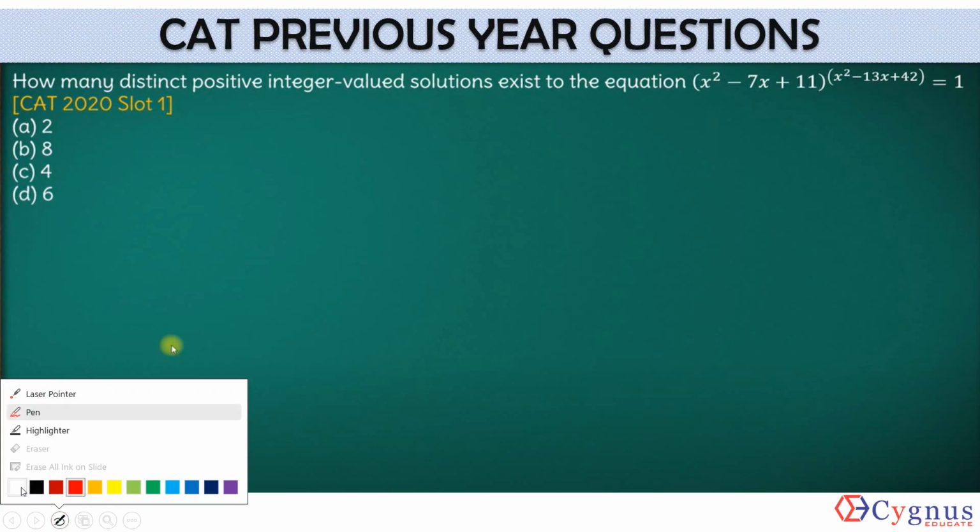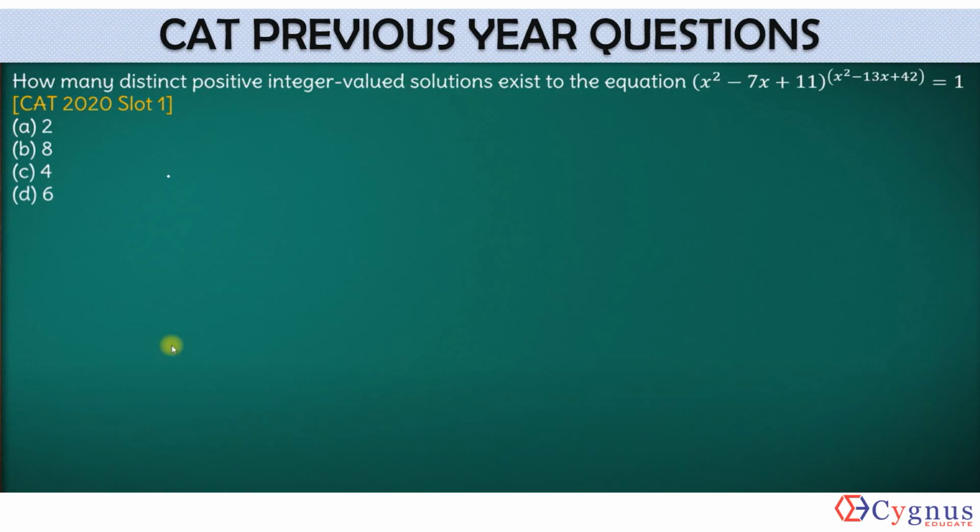Hi. So it's a question of CAT 2020 slot 1. How many distinct positive integer valued solutions exist to the equation? Now, if you look at this left hand side of the term, it's an exponential form where both the base and the power are quadratic equations. It seems like a very difficult question. You must have seen this question in our class sheet also.